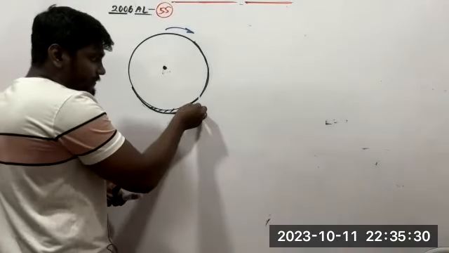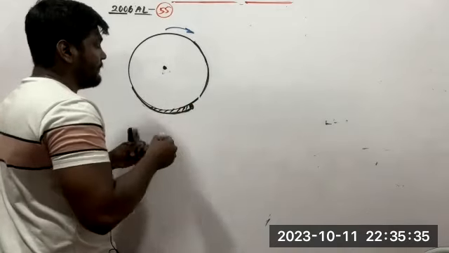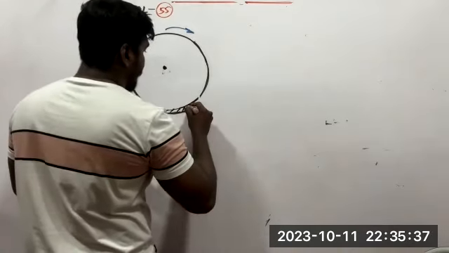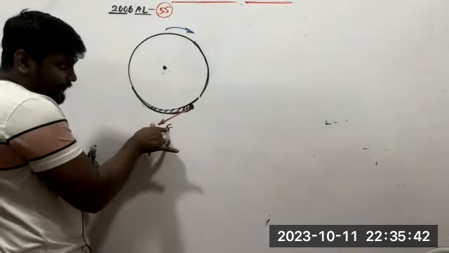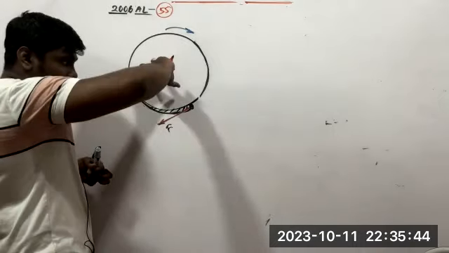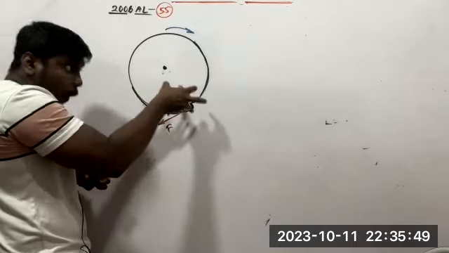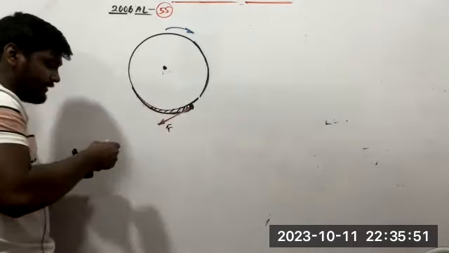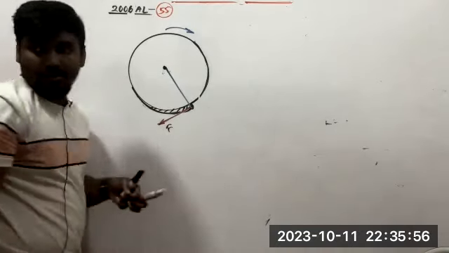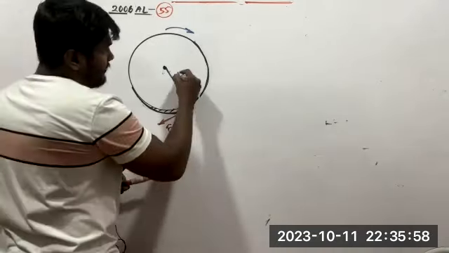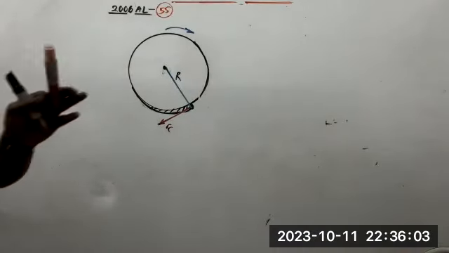Why? Because when we burn exactly here, the reaction force acting on this edge will be capital F in this way. So because of this reaction force, this firework moves in clockwise direction. Because of this capital F, there will be a torque in clockwise direction. Am I correct? Radius is given as capital R.